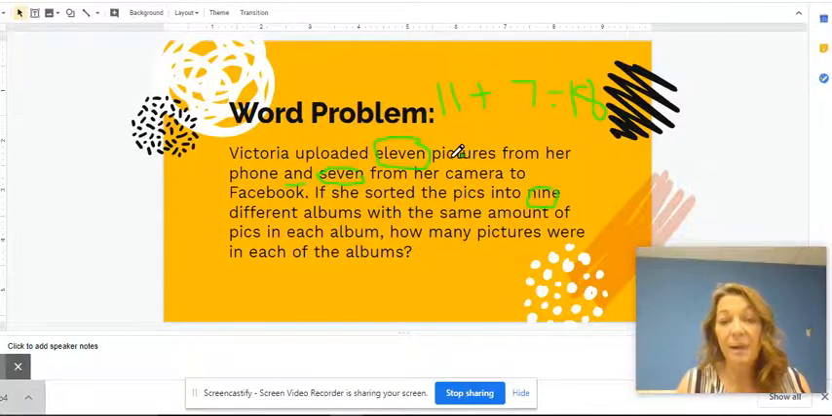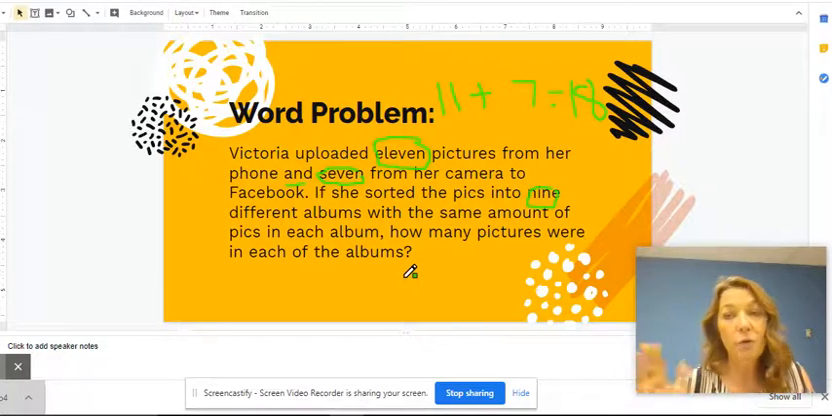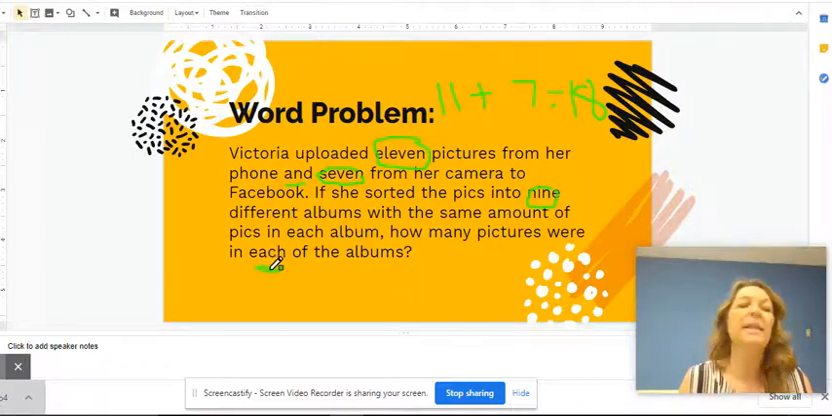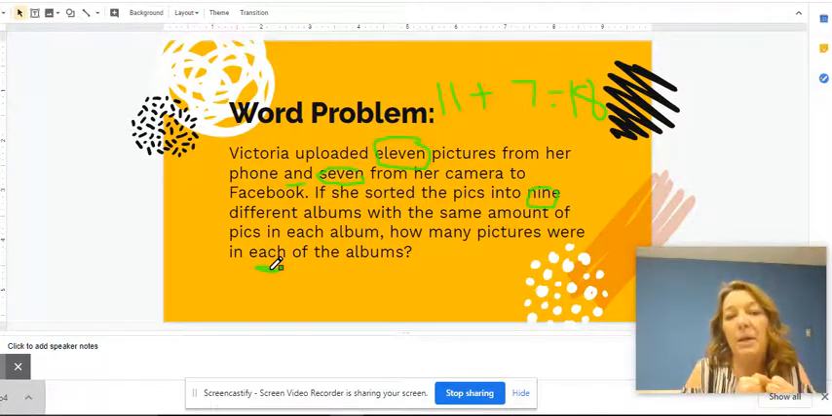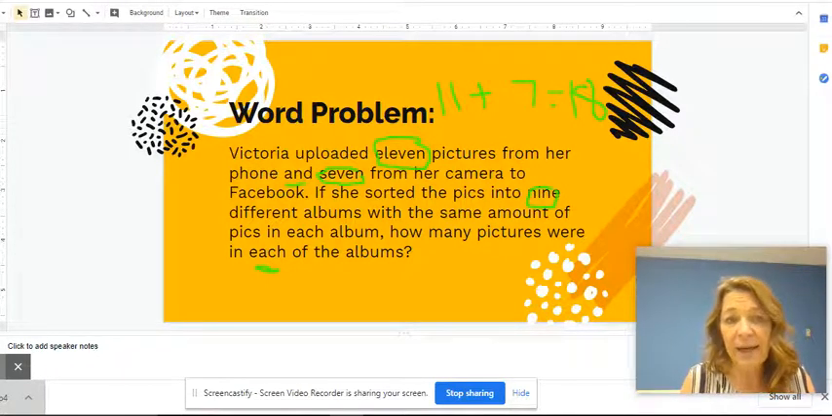Did we answer the problem? Let's see what the question is. The question is, how many pictures were in each of the albums? No, there's 18 pictures, but they're not in each of the albums. That word "each" tells us that we are going to do a new problem, that we're going to have to take those 18 total that we have and share them equally into 9 different albums. So let's take a look and see what we're going to do for that.